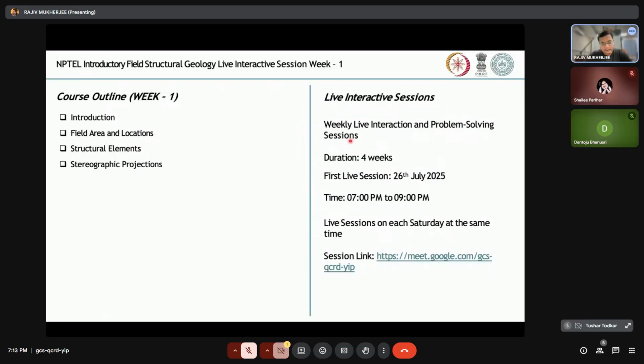So the course outline for the first week was introduction to the field structural geology, and then defining the field area, that is the Singhbhum Craton and Singhbhum Shear Zone, and different locations where the field works were actually carried out. And then comes the brief overview of different structural elements that we measure in the field and how these things are geometrically interconnected with each other.